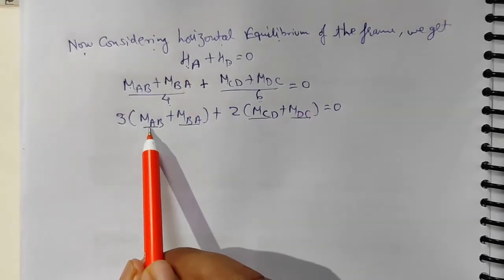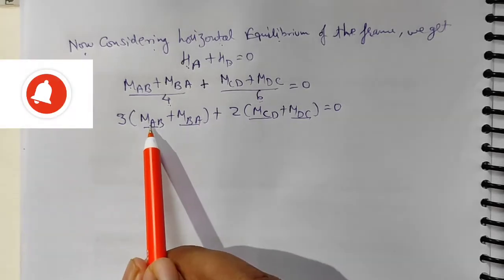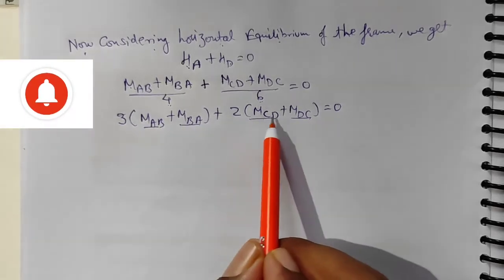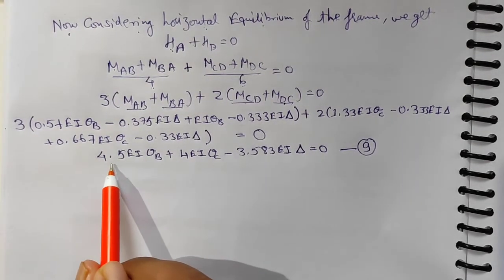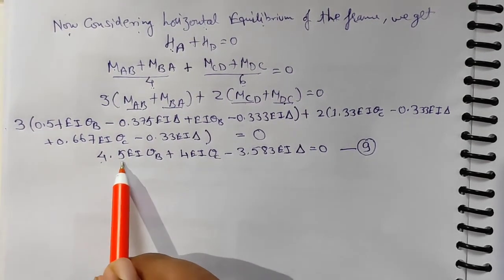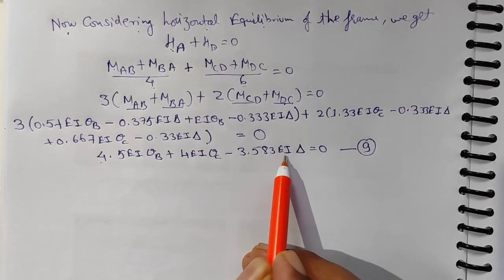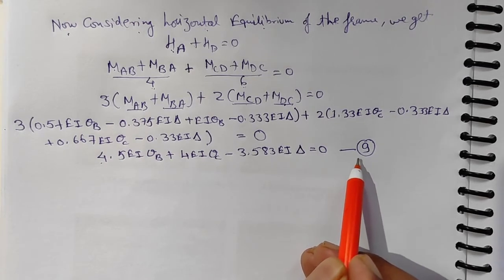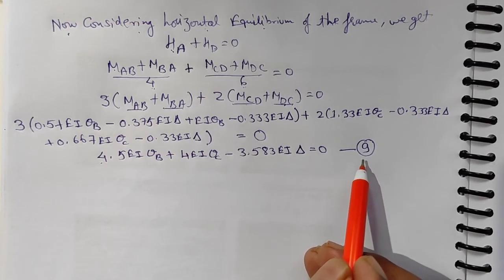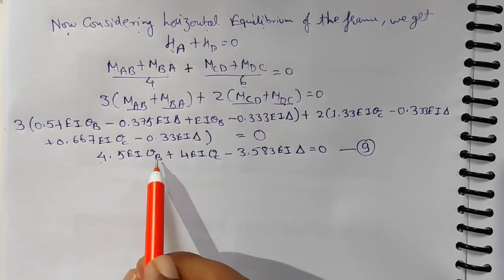Now we will substitute the values from the slope deflection equations, where we have got the values of the moments MAB, MBA, MCD and MDC. After resolving, we'll get the equation in this form, that is 4.5 EI theta B plus 4 EI theta C minus 3.583 EI del equals to 0. So I will label this as equation number 9. So 7, 8 and 9 are the important equations, and by simplifying we can get the values of theta B, theta C and del.